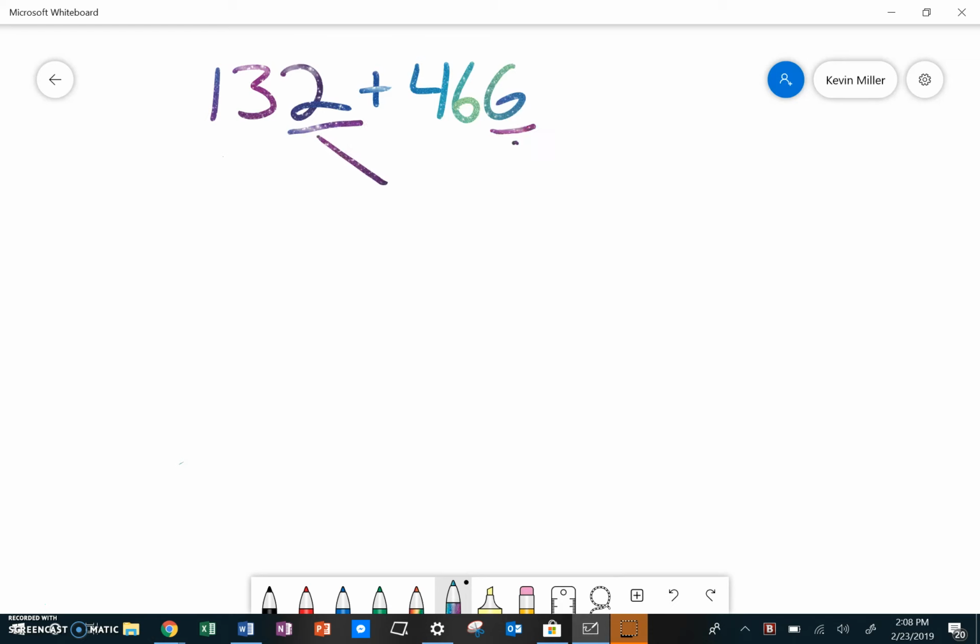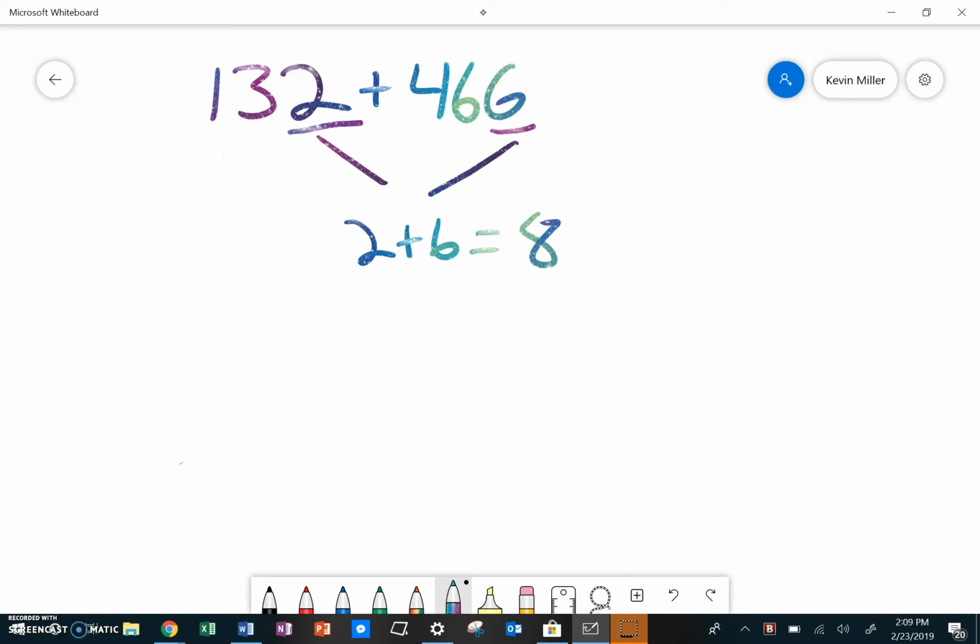So let's take a look at this problem of 132 plus 466. Now, the way that I'm going to start in solving this is I'm going to start with the ones place. I'm going to look at my 2 and my 6, and I'm going to start by adding those together. In the simple 2 plus 6 equation, I know that's 8 because I know my math facts.